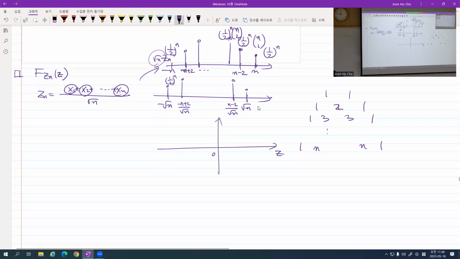Here is the origin. What is your CDF? CDF must look like this. Here you have a jump, right? And what is the height? 1/2 raised to power of n, right? And here you have another jump, something like that. And it's monotone increasing, and eventually here at square root n, you reach 1. Okay? So your CDF of Z sub n is what? Piecewise constant.